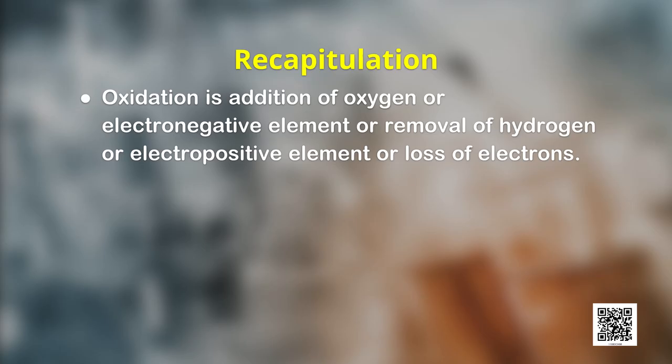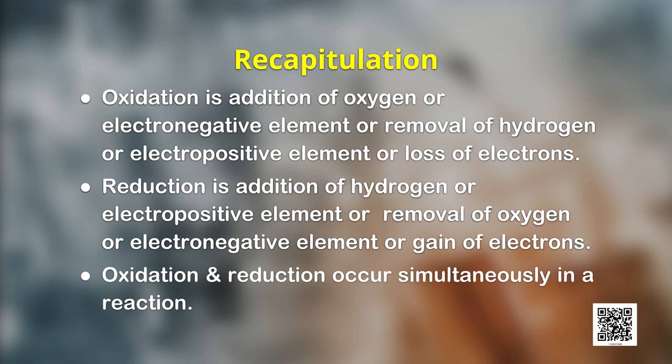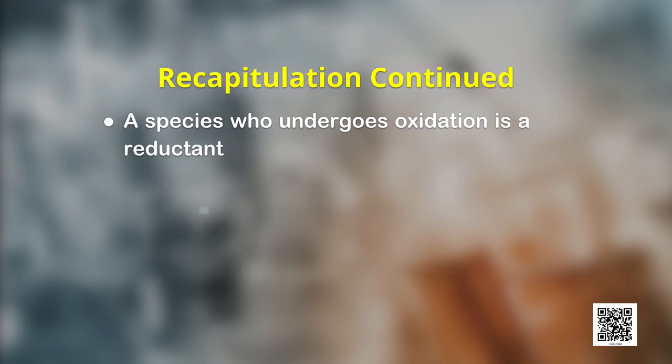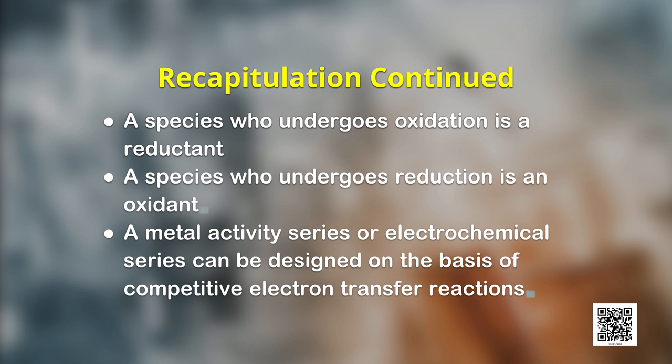Thus, from the discussion till now, we conclude that oxidation is addition of oxygen or electronegative element, or removal of hydrogen or electropositive element, or loss of electrons. Reduction is addition of hydrogen or electropositive element, or removal of oxygen or electronegative element, or gain of electrons. Oxidation and reduction occur simultaneously in a reaction. A species which undergoes oxidation is a reductant, and a species which undergoes reduction is an oxidant. A metal activity series or electrochemical series can be designed on the basis of competitive electron transfer reactions.